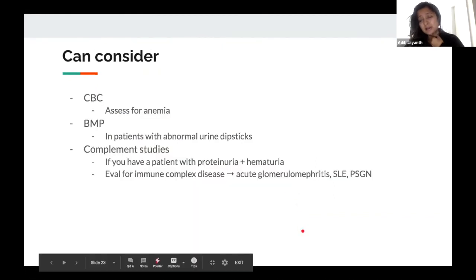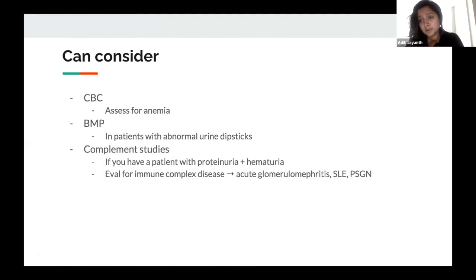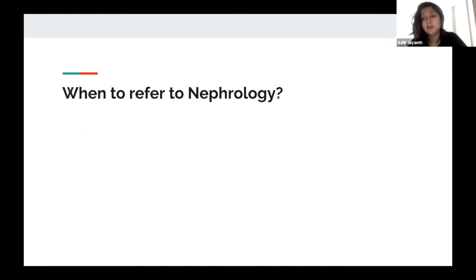And so in terms of ancillary labs for hematuria, it depends on what you're considering in your differential and what your clinical exam looks like. You can occasionally get a CBC for anemia depending on how concerned you are for it. In patients with abnormal dipsticks, you can consider BMPs. And then complement studies depending on how seriously you're considering immune complex disease like SLE or post-strep glomerulonephritis. None of these are labs that you have to get. I think these are labs in the setting of hematuria that we don't get as frequently unless we're seriously considering something.